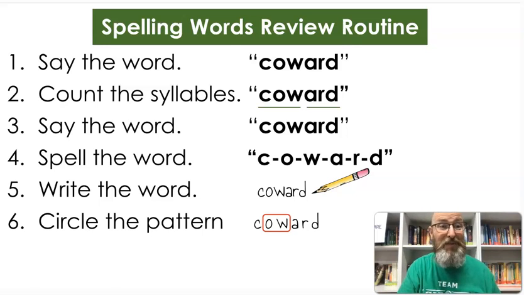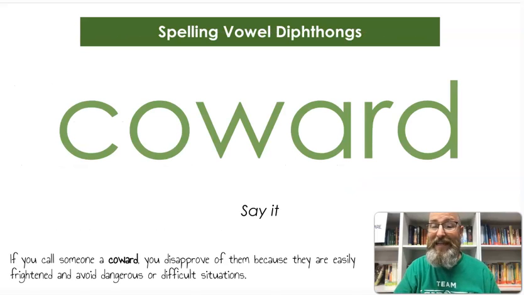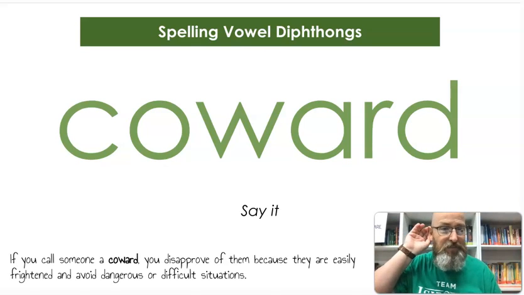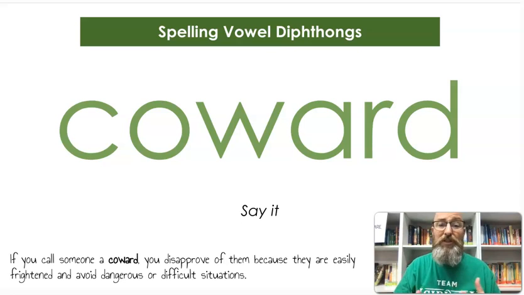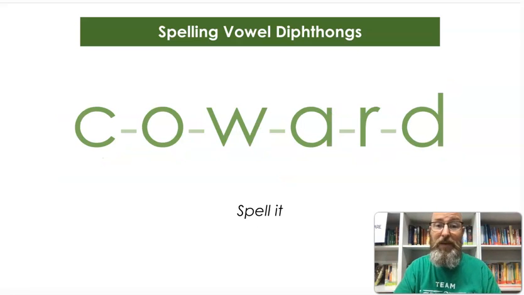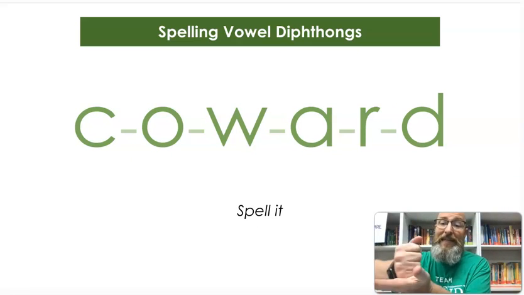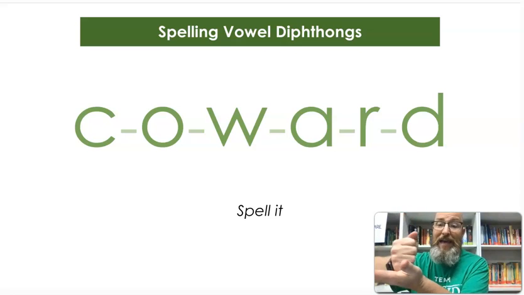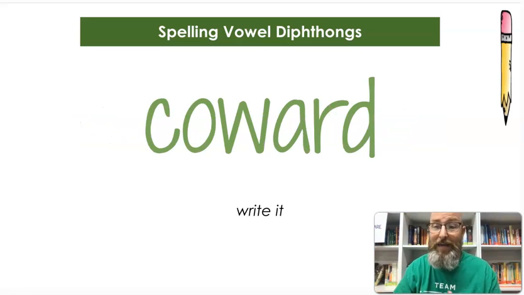Let's get started. Our first word is coward. Say coward. If you call someone a coward, you disapprove of them because they're easily frightened and avoid dangerous or difficult situations. Let's count the syllables. Coward. Coward. Spell it. C-O-W-A-R-D. Coward. And write it.